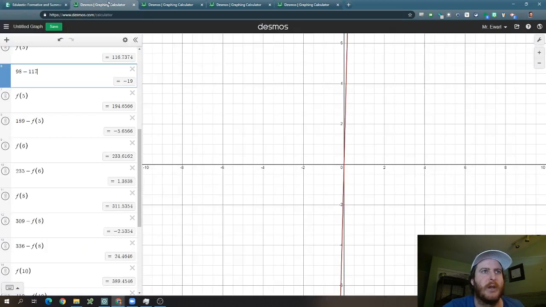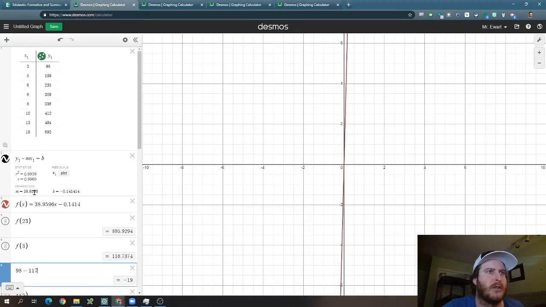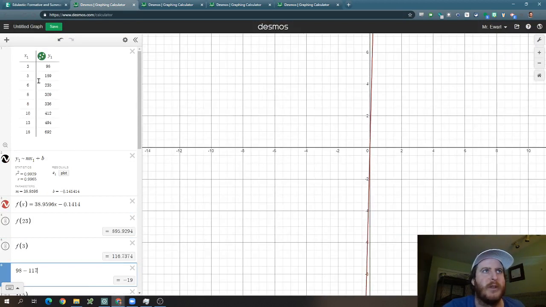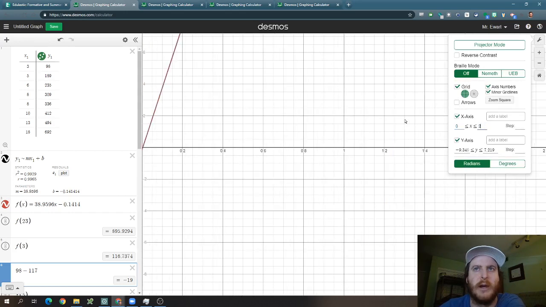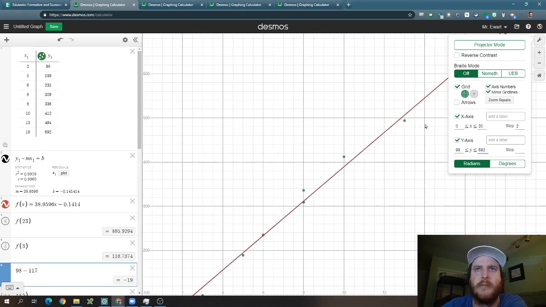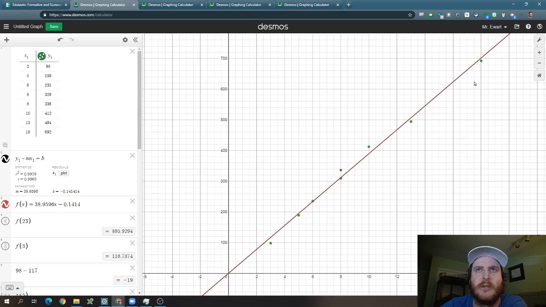Well, we look at 3 things. We're going to look at our R value, which is 0.99, very, very good. Then we'll look at the data. So I'm going to just go ahead and rezoom this out. I want it to be going between my smallest x is 3. I'm going to just go 0 to 20, counting by 2s. And then my smallest y is 98 up to 692. Make sure I get those in there. You can zoom out a little bit just to see it all.